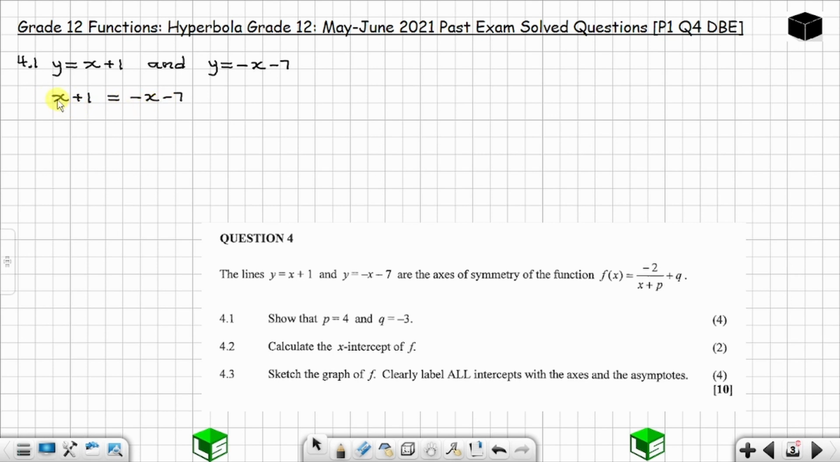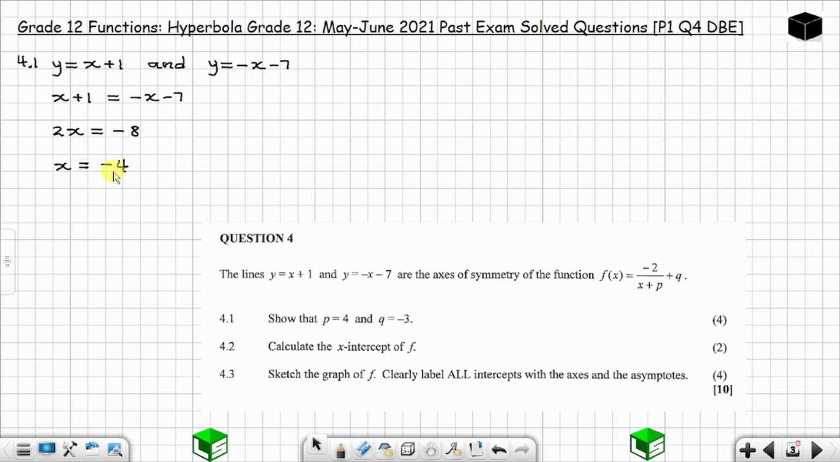From here you have x plus 1 is equal to negative x minus 7. You take this negative x to the left. Now you have x plus x, which is 2x. This is equal to, you take plus 1 to the right, now you have negative 7 minus 1. This is equal to minus 8. And so for x, you divide by 2 on both sides to get x. x is equal to negative 4.